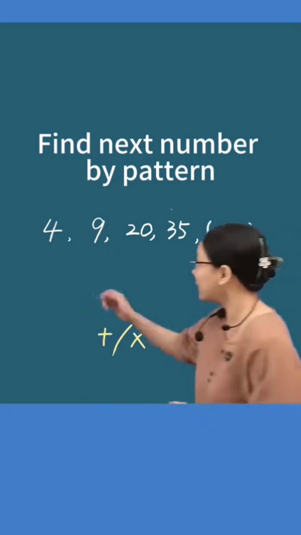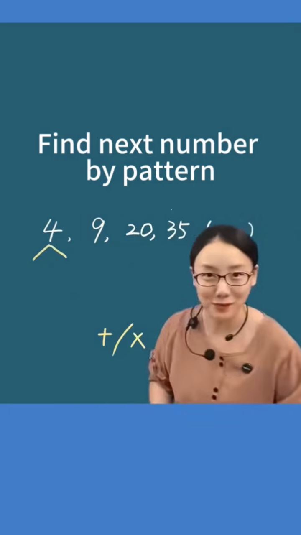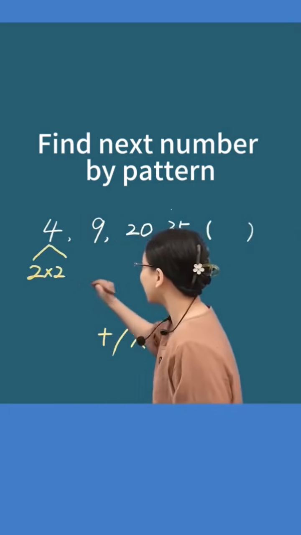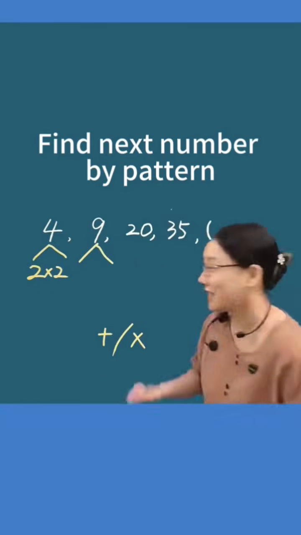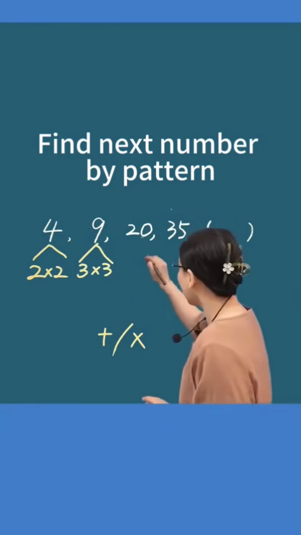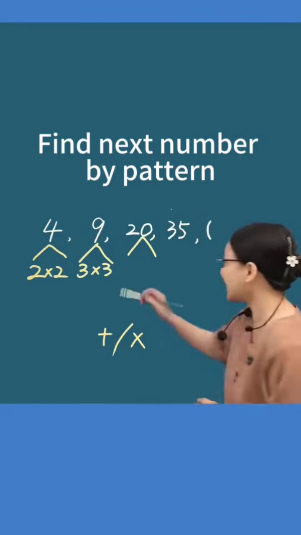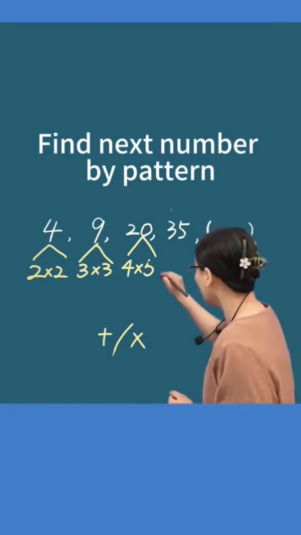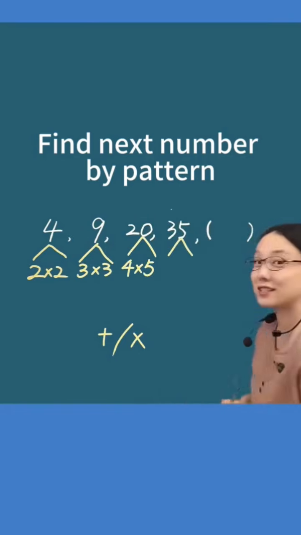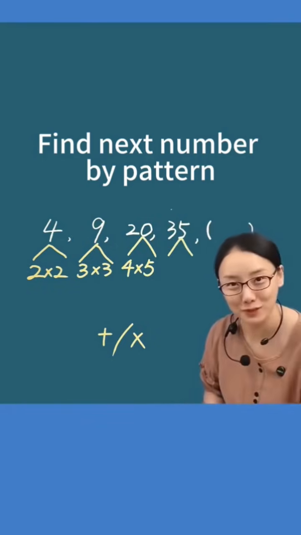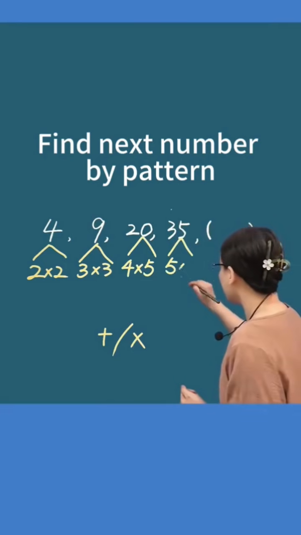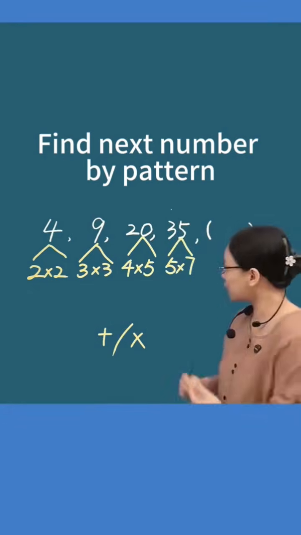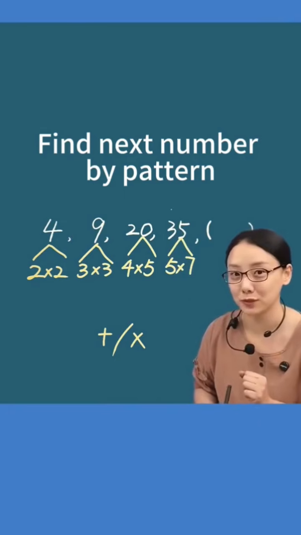For example, take this 4. I can break it down into 2 times 2. Then what about this 9? I can break it down into 3 times 3. Next, for 20, I can break it down into 4 times 5. Then for this 35, how can we break it down? Into 5 times 7. Some students might ask, how do we find a pattern after breaking them down like this?